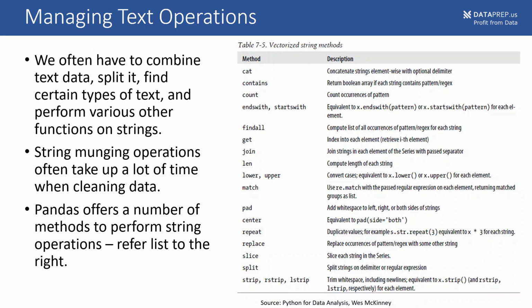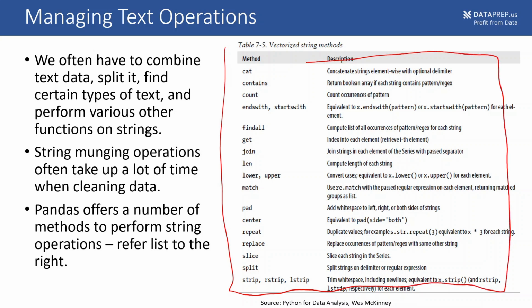Another thing that we often have to do as part of data preparation is extensive text operations. A lot of our data comes to us in the form of text. Sometimes we have to take the text data, split it, combine certain types of text, and do many other things. To the right is a list of a number of data operations that are possible on text data in Python. And actually, what you see here is a screenshot from a book by Wes McKinney.